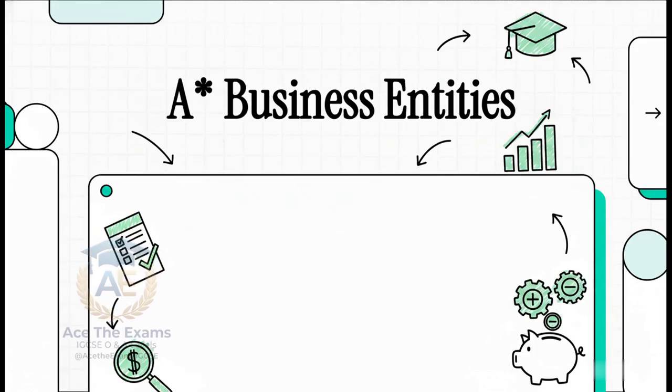Welcome to this explainer. Look, if you're tackling AS and A-level accounting, you already know the stakes are incredibly high. The margin for error? It's razor thin. But what if I told you that the difference between settling for a standard B grade and locking in that elusive A star often comes down to one absolutely foundational area? It all hinges on mastering the advantages and disadvantages of different business entities.